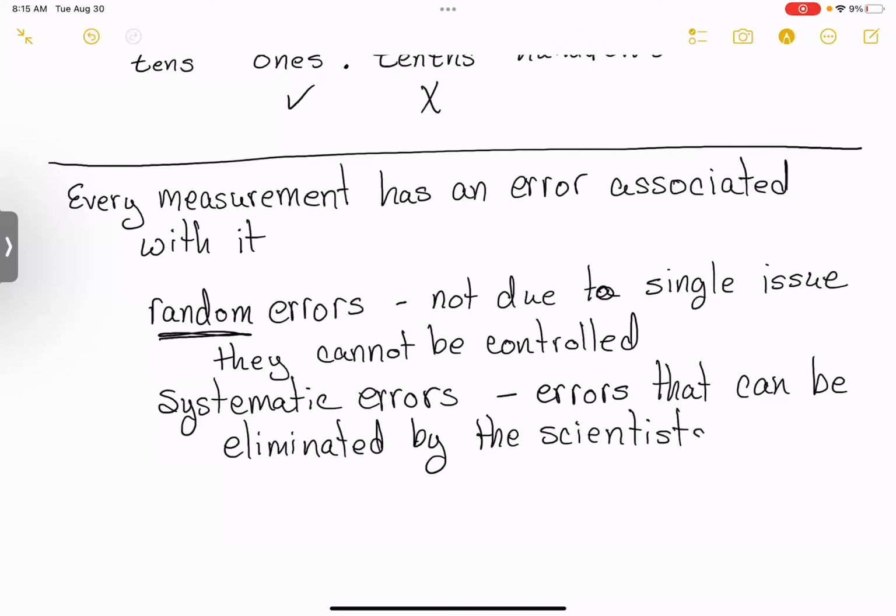These errors tend to be, for example, incorrectly reading a device, or not following directions, or having a dirty balance, or something else. Basically, there are things that you have some control over. Whereas these random errors, you have no control over.